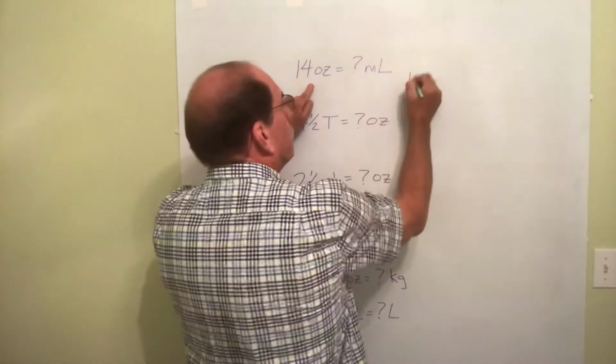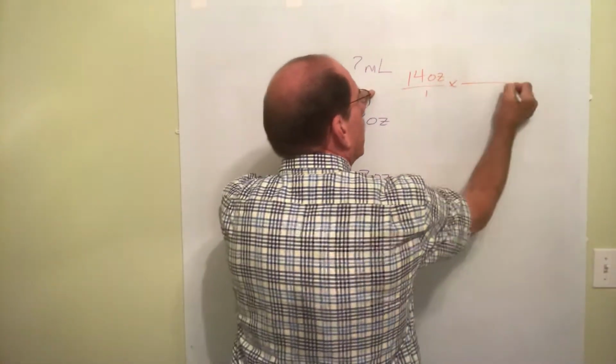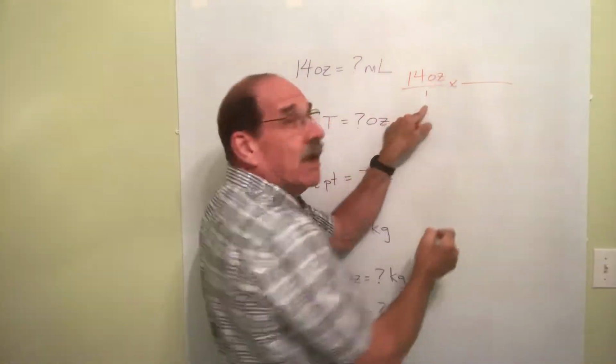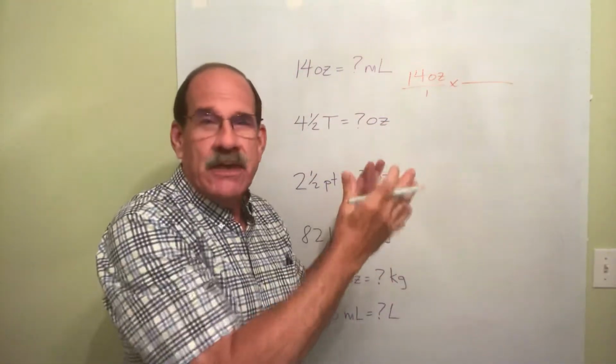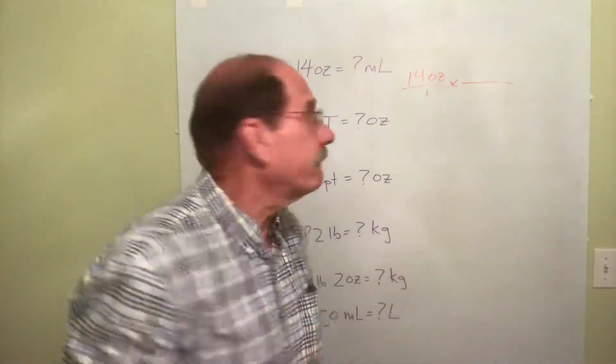What I know, 14 ounces, put it over 1. Multiply by, well, let's see, the other fraction. And of course, you should have already done these. I'm not going to wait and slow down. I'm going to go fast because you should already have these on paper.